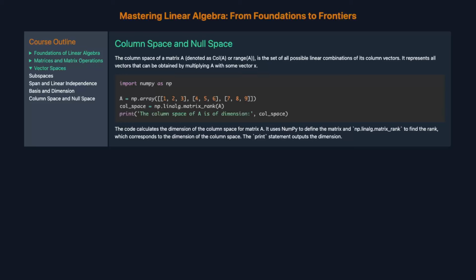It represents all vectors that can be obtained by multiplying A with some vector x. The code calculates the dimension of the column space for matrix A. It uses NumPy to define the matrix and np.linalg.matrix_rank to find the rank, which corresponds to the dimension of the column space. The print statement outputs the dimension.